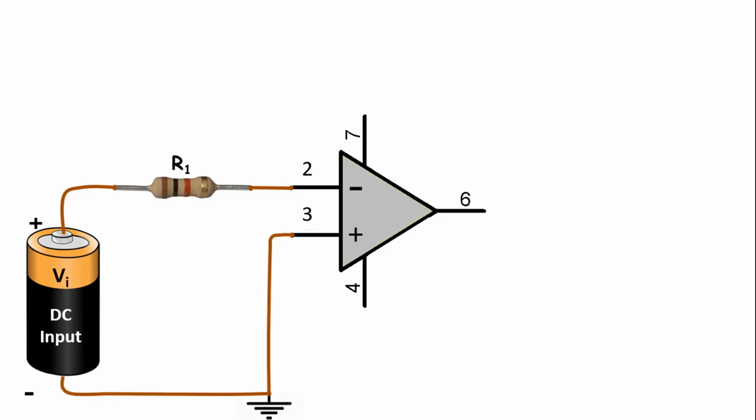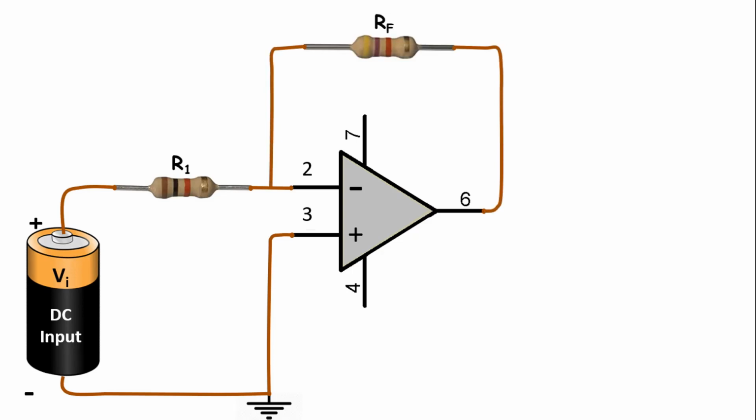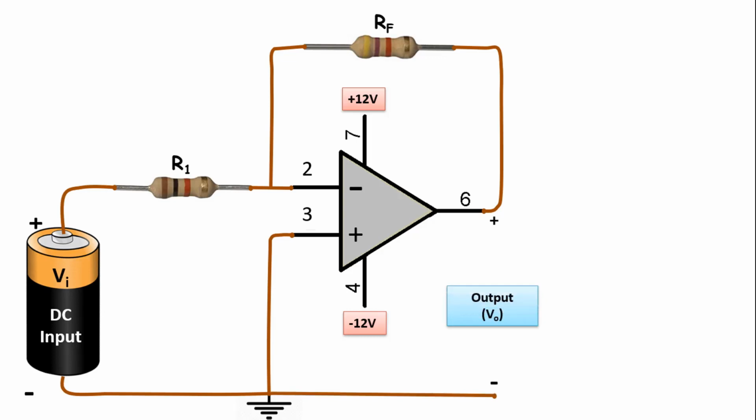We should also connect the negative part of the input to the ground, taking it as a reference point to the non-inverting input. Then we need to connect an RF resistor between input 2 and output 6. Then we need to connect the positive and negative feeds of the operational amplifier. Let's apply positive 12 volts from number 7 and negative 12 volts from number 4. We must also connect the output value between number 6 and the ground, that is, the non-inverting input.